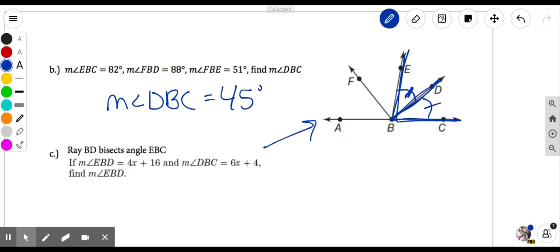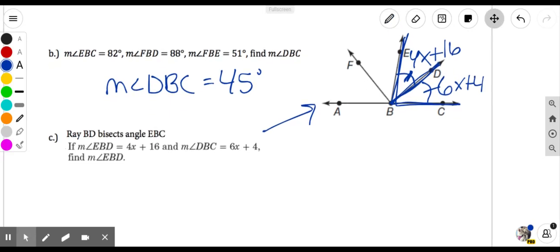Then they gave us that the measure of EBD is 4x plus 16. The measure of DBC is 6x plus 4. Notice I'm labeling the picture. Find the measure of EBD. So we're first going to have to find the value of x, rather. So the only thing I know about this picture, sure, these two small ones add together to give us the big one, but we don't know the big one.